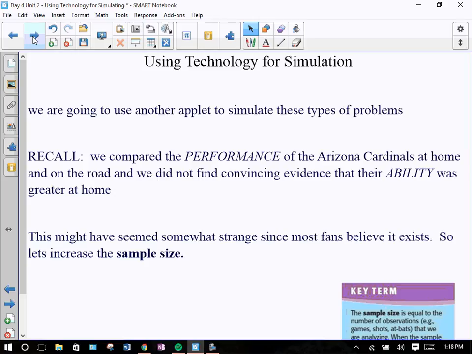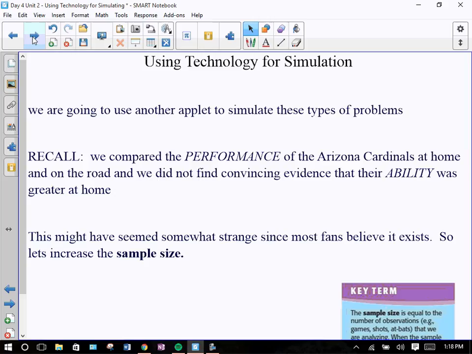We're going to use technology, iPads, to be able to do more simulations. Because what happened when we first worked with this type of problem is we were looking at the performances of the Arizona Cardinals in 2008, and we're looking at their wins at home and on the road. What happened is we didn't find convincing evidence that their ability was greater, meaning we did not find supporting evidence that there was home field advantage.